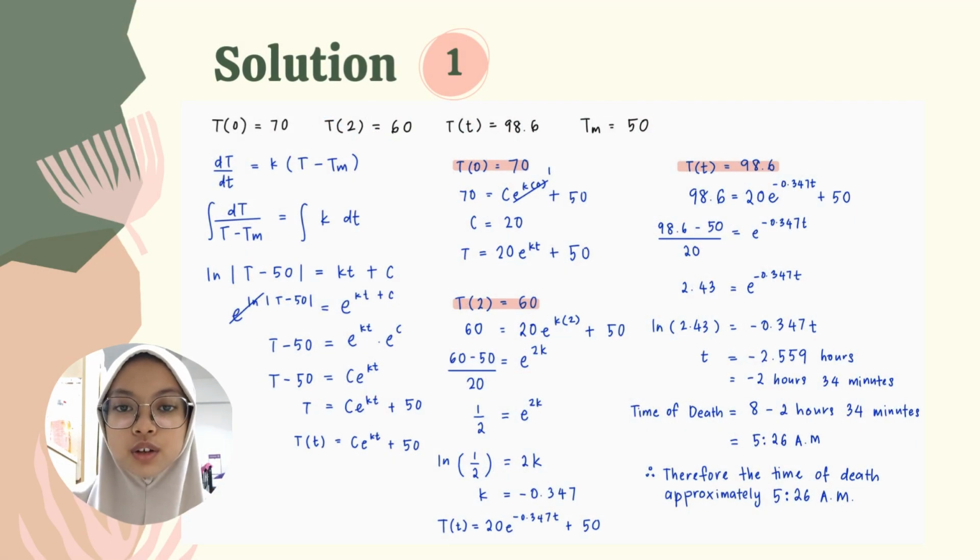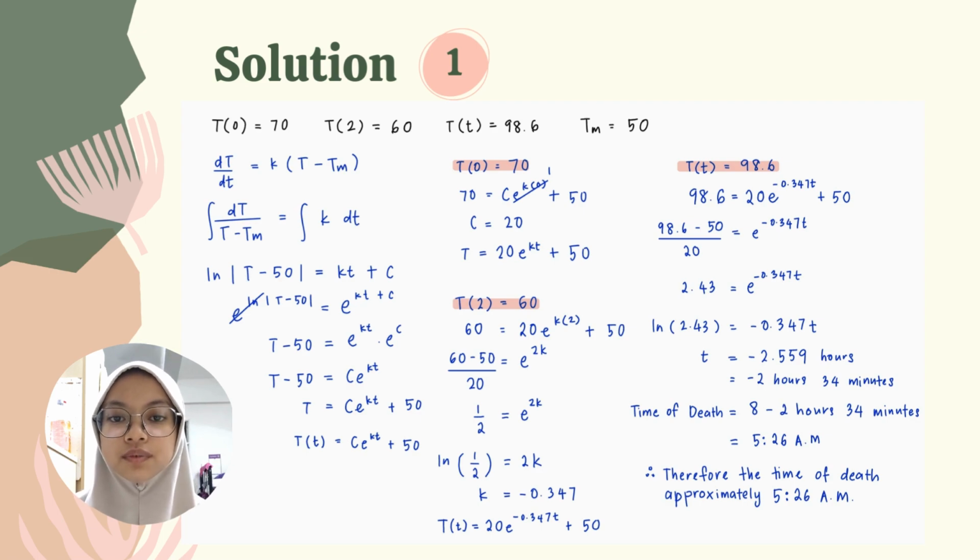To find the answer, we must use the mathematical method for the law of cooling. Firstly, we need to write down the information given from the question. So, the initial temperature is 70 degrees Fahrenheit. Therefore, T of 0 equals 70. After 2 hours, the body temperature is 60 degrees Fahrenheit. Therefore, T of 2 equals 60. And the ambient temperature is given as 50 degrees Fahrenheit. Therefore, Tm equals 50.